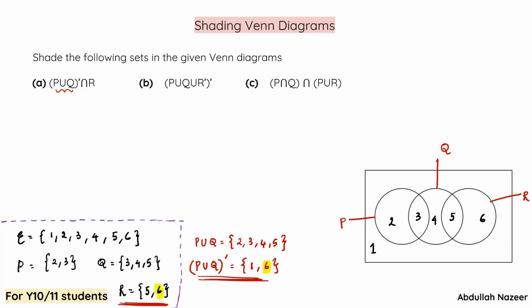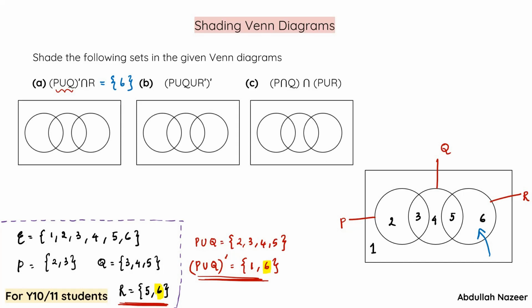So the answer to this question would be 6. So if we go ahead and shade that region, that would be this region over here. So let's shade that region. So 6 is basically this region. Alright, so moving on to question B.